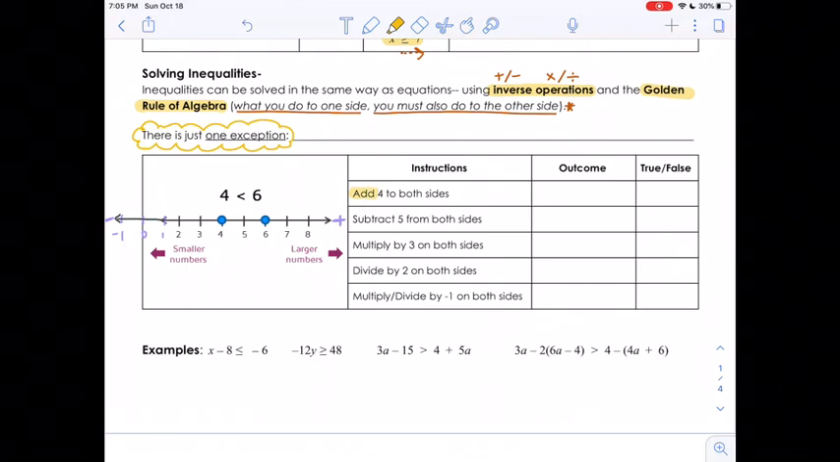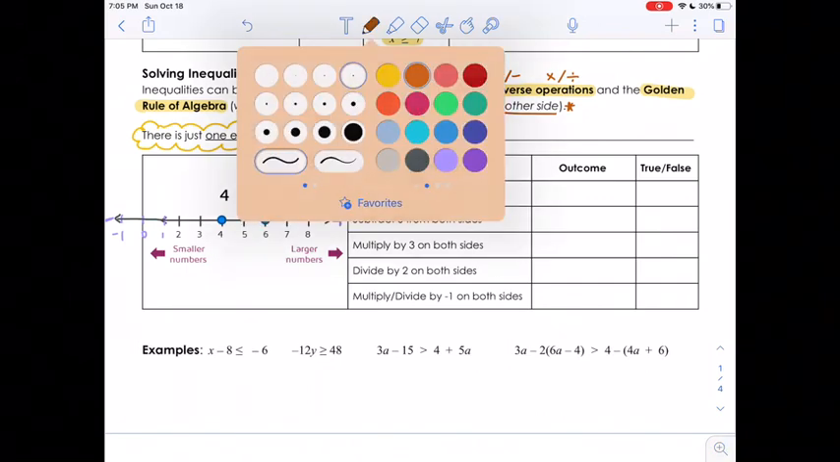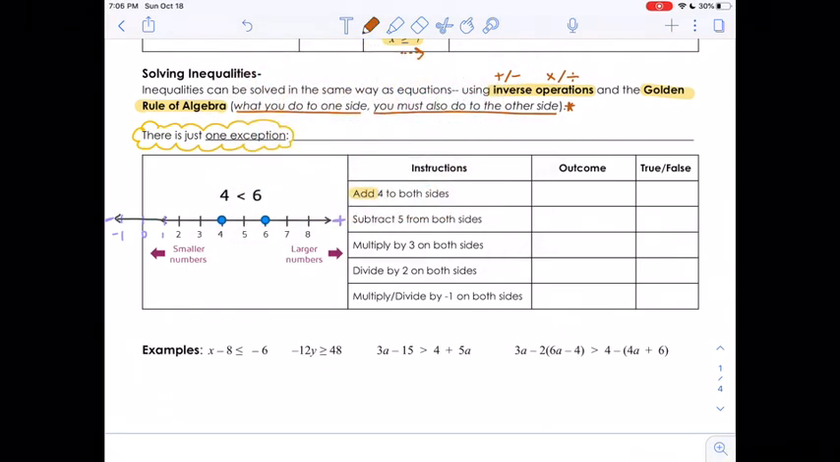So first we're going to add 4 to both sides, and I'm going to see what my outcome is. So what I have is 4 plus 4. If I add 4, I get 8. And if I add 4 to this side, 6 plus 4 is 10. And my symbol, I'm going to keep the same, less than. 8 is less than 10.